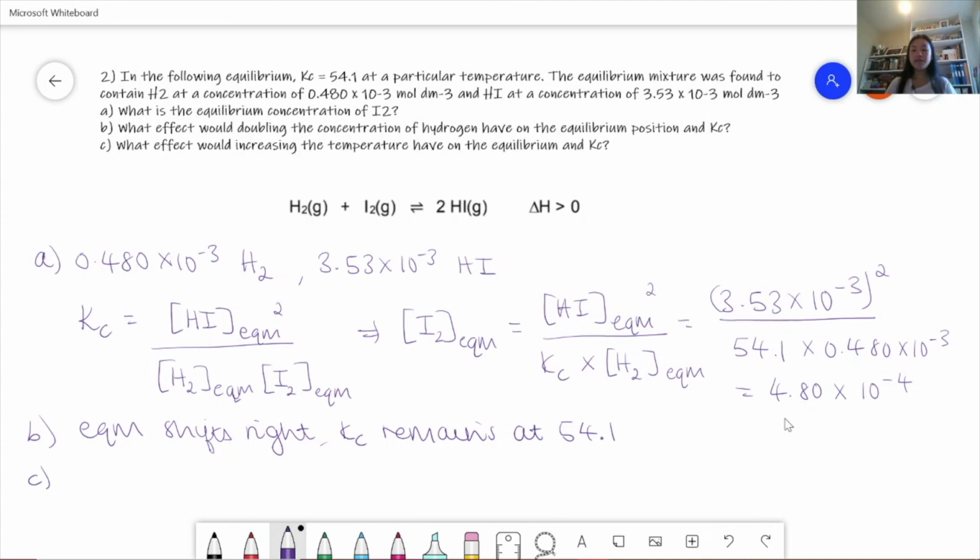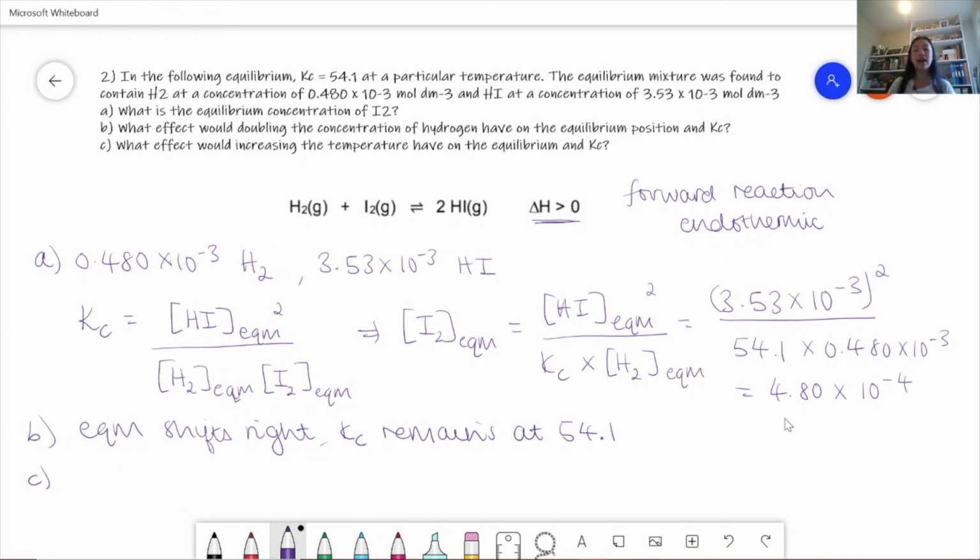For C, what effect would increasing the temperature have on the equilibrium and Kc? So when we increase the temperature, the equilibrium acts to decrease the temperature, so it favours an endothermic reaction. Looking at this bit here, it says that the delta H is bigger than 0, which means that the forward reaction is actually endothermic, because it's got a positive enthalpy change.